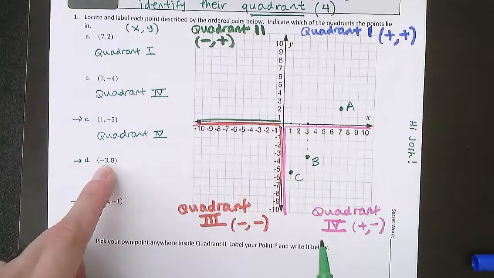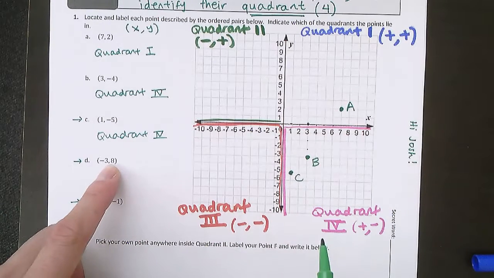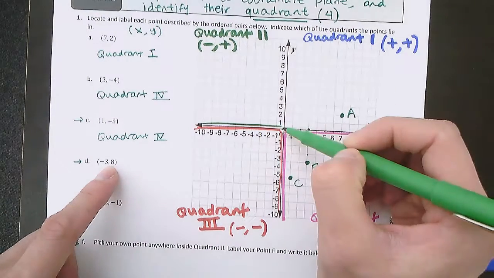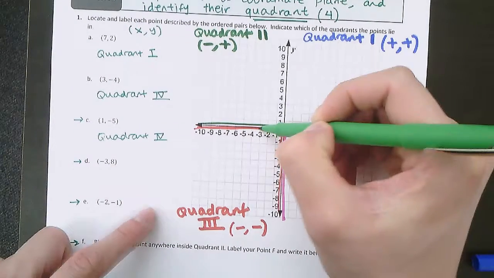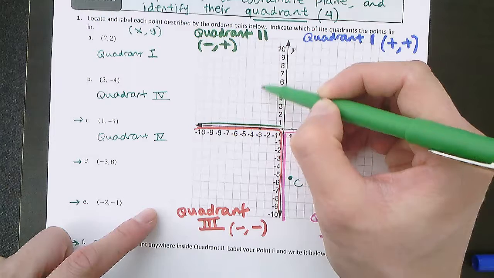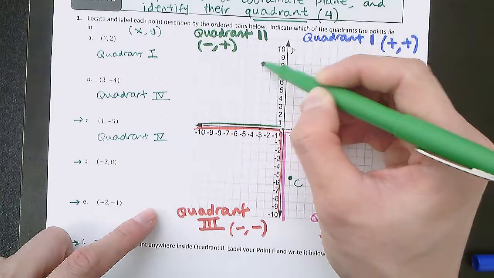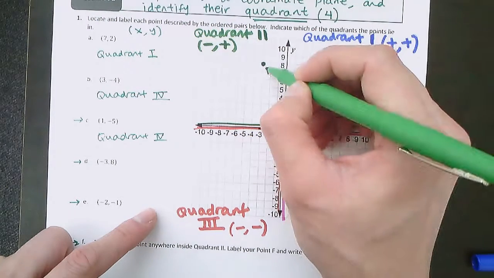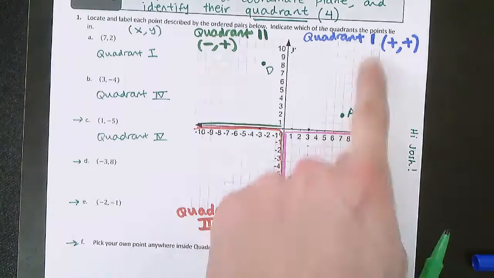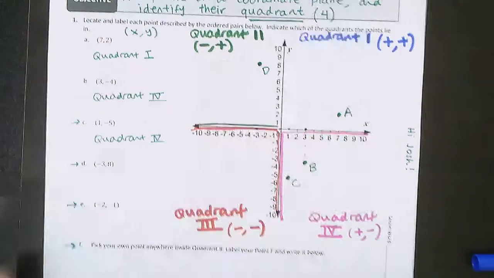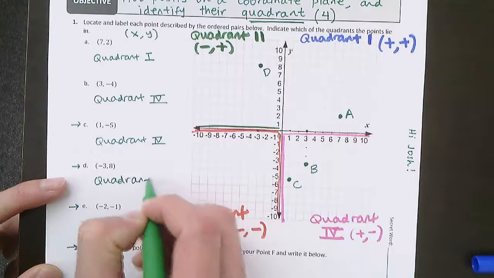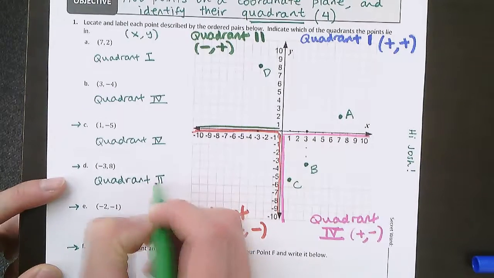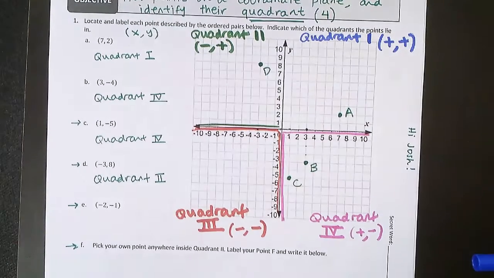Point D is x value of negative 3, y value of 8. So x is left or right. We're going to go left 3 to negative 3 and up to 8. 1, 2, 3, 4, 5, 6, 7, 8. That's going to be point D. And this is in quadrant 2. So I'd write quadrant 2. Gold star for you if you got that right.